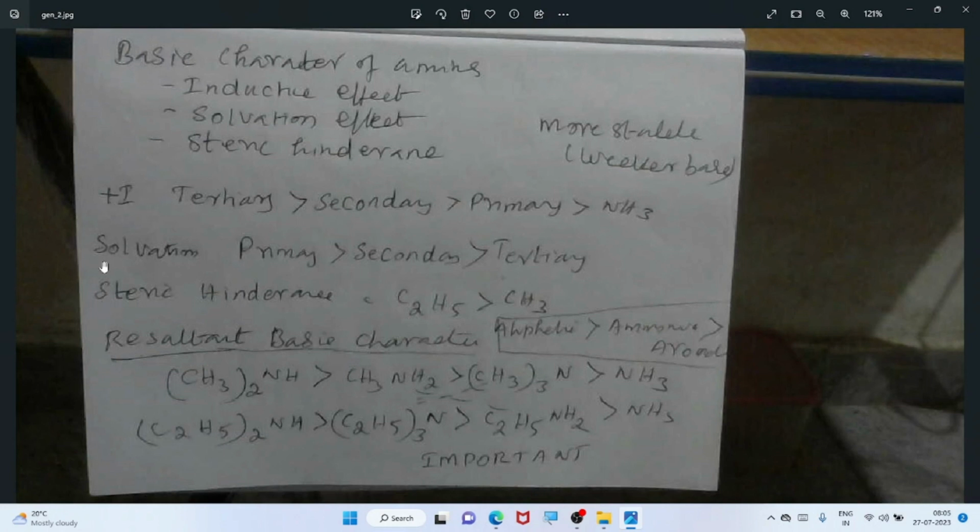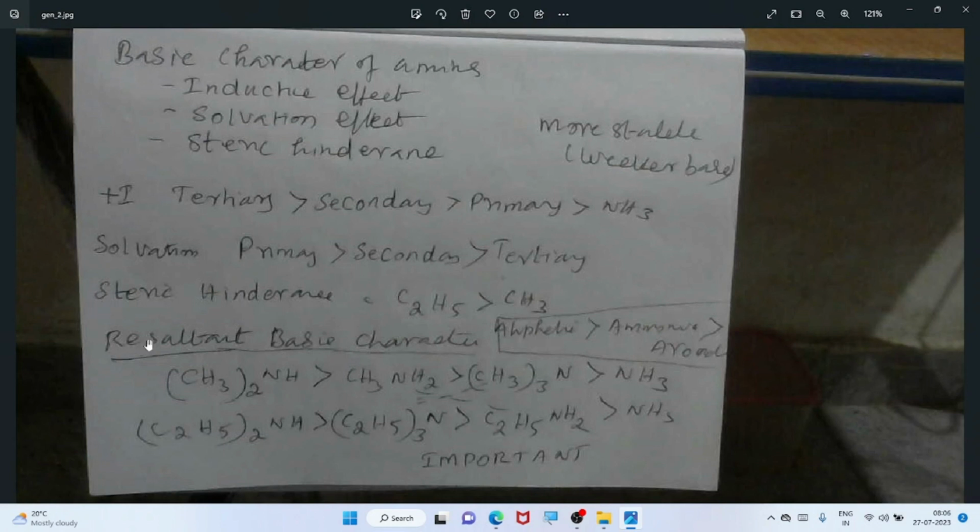If you take solvation, that is solubility in water, the primary amines are greater than the secondary, which are greater than tertiary. Steric hindrance is more in ethane than methane, so propane will have more than ethane. The basic strength of aliphatic amines is greater than ammonia, which is greater than the aromatic amines. Aromatic amines are weaker bases than aliphatic amines.